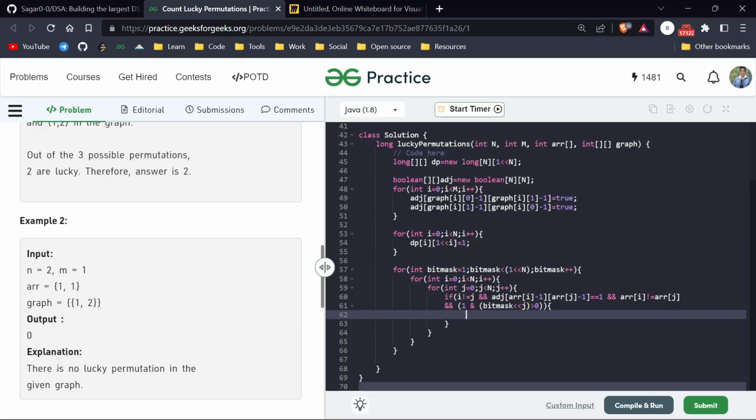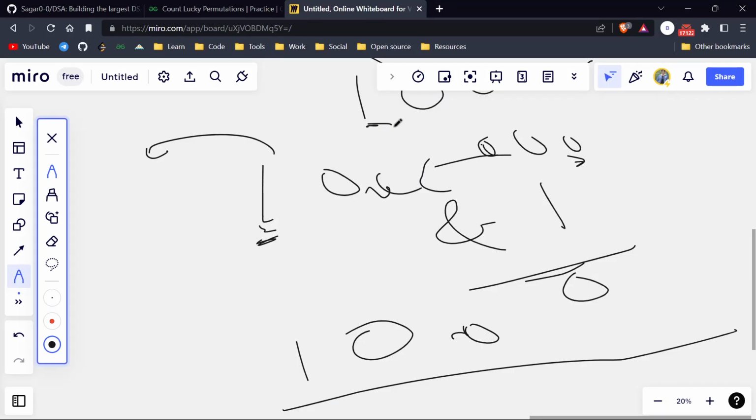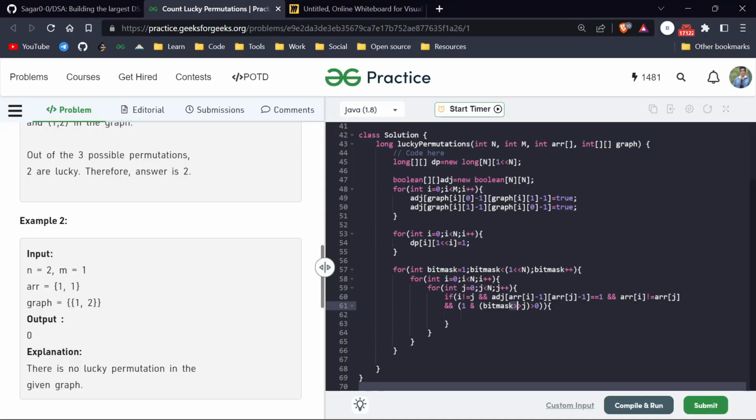So if this is a valid bit mask, then here this is 1, and this is our bitwise AND operator. I think I wrote the operator wrong here. This is our left shift operator, right? We have to left shift this value, and if it is greater than 0, then we can say this is a valid bit mask, and after that we can do our thing.